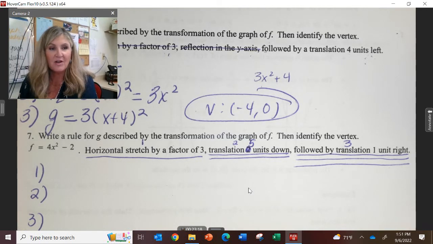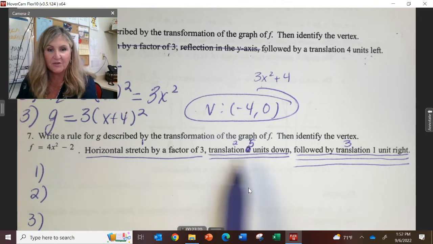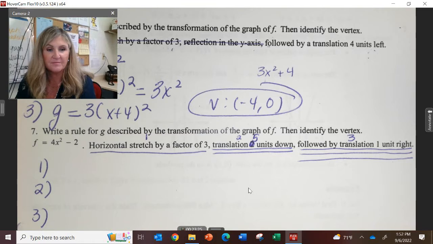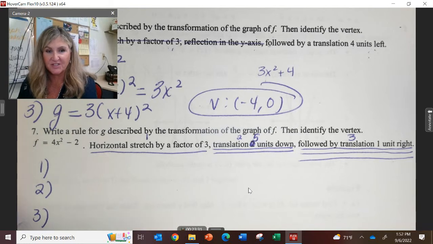And also, guys, order matters on these. You have to go in the order that it tells you to. All right, I know you may not be finished, but I'm going to walk you through this now, and we'll see if you were thinking in the right direction.